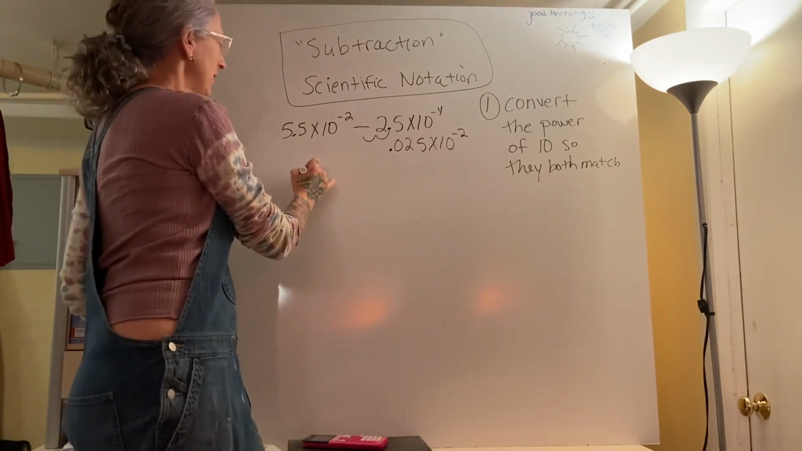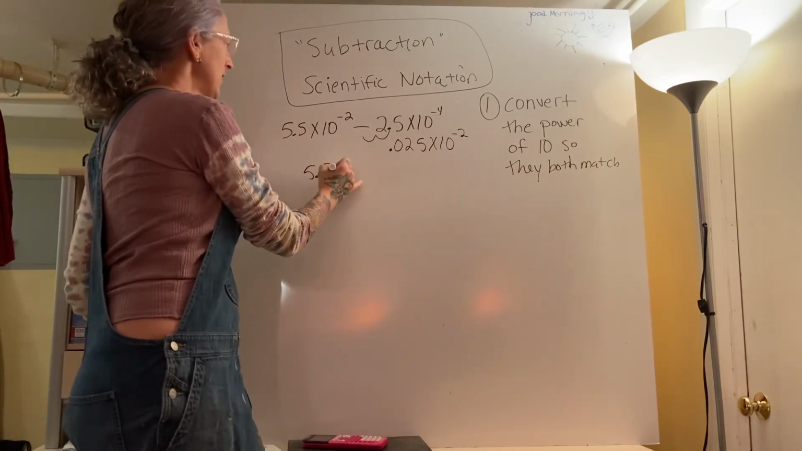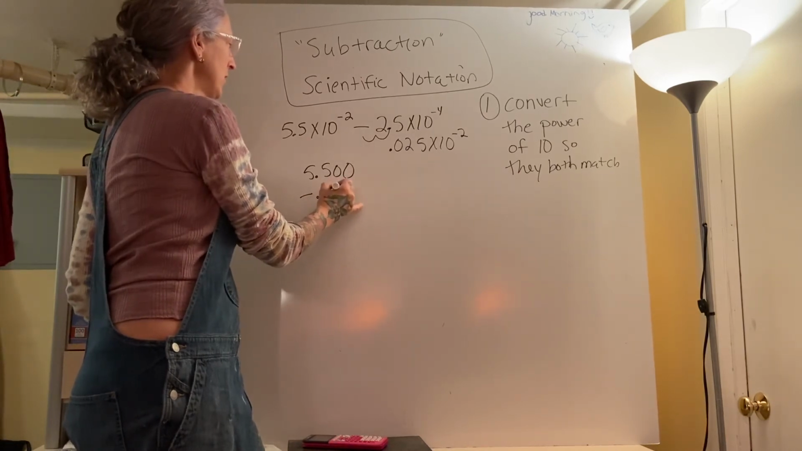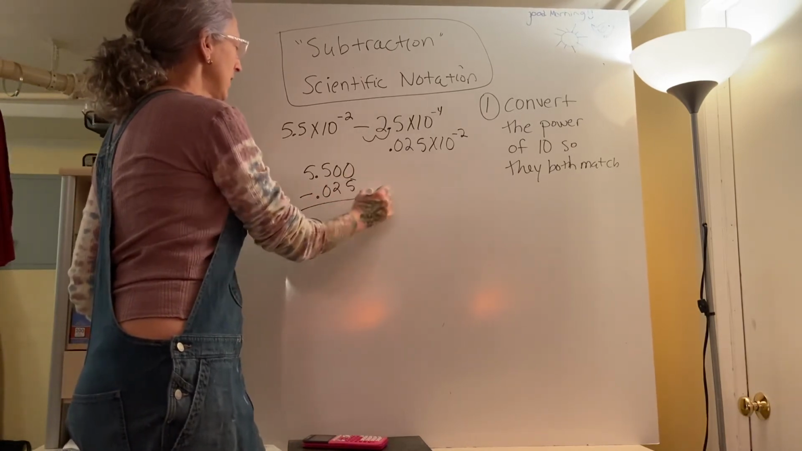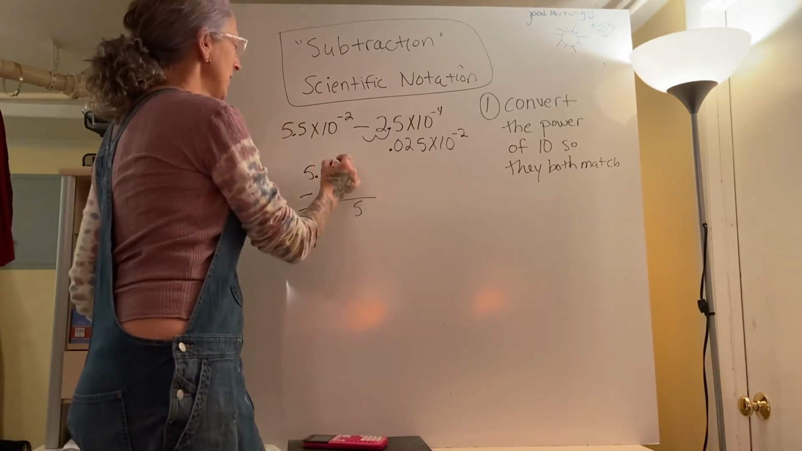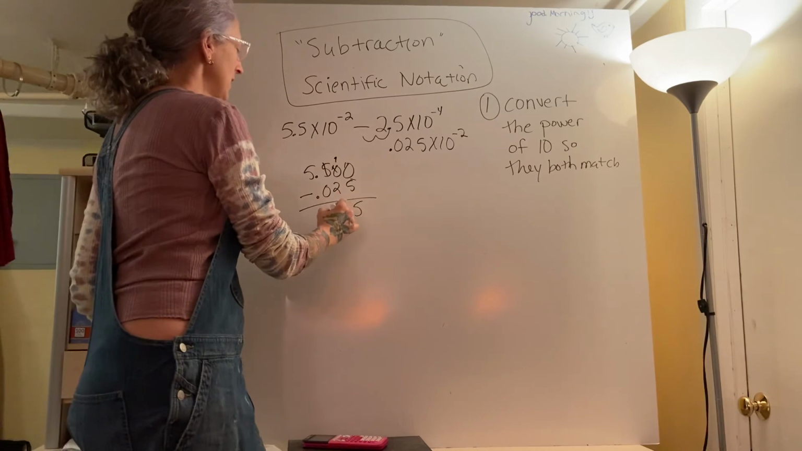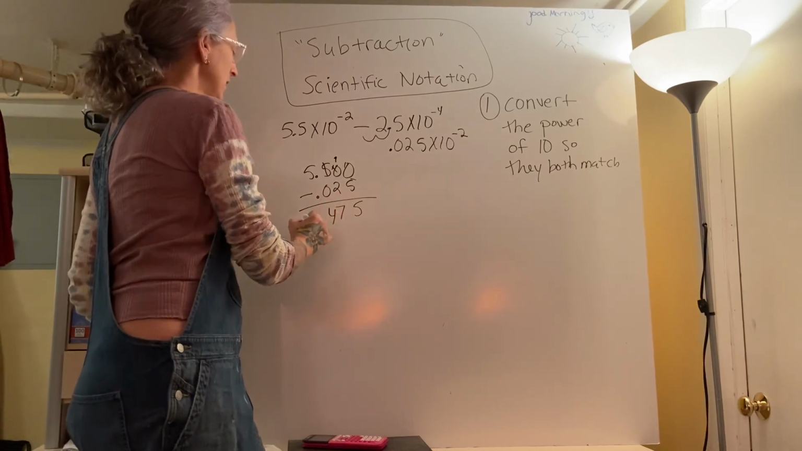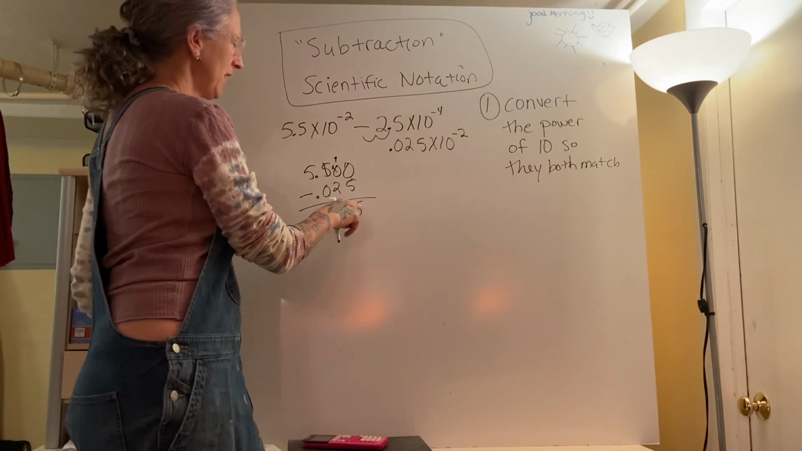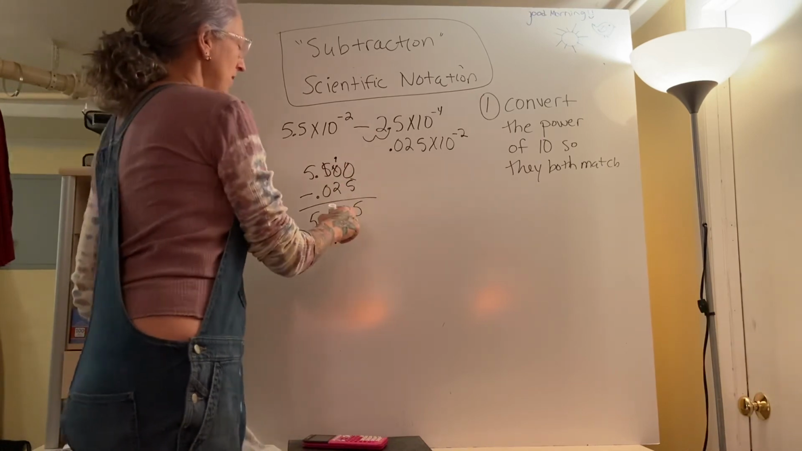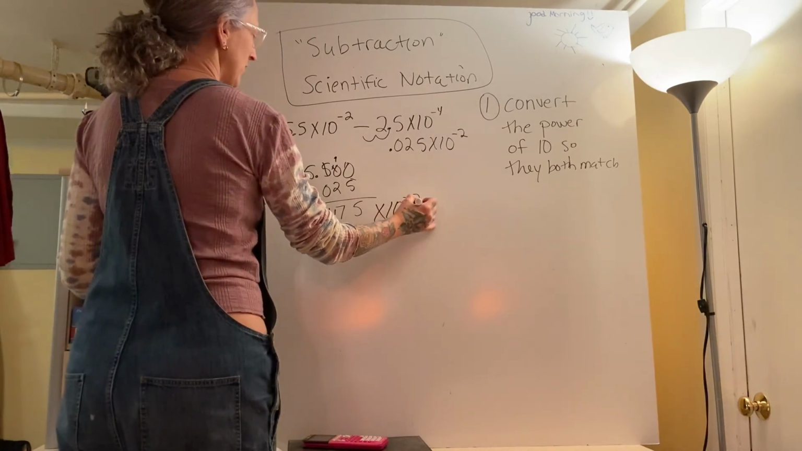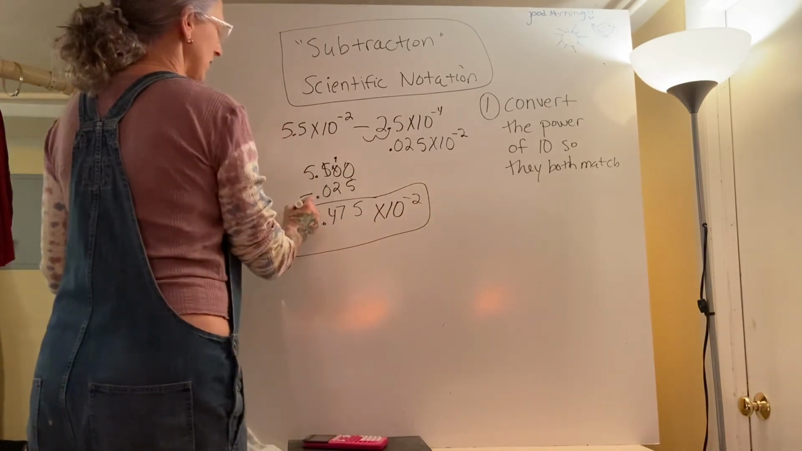So I have 5.500 minus 0.025. And I get 5.475, which I think in this language they only have it go 2 places, but for now we'll do that, times 10 to the negative 2, and this would be your answer.